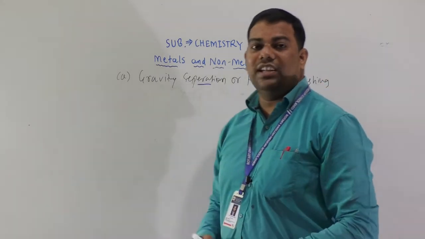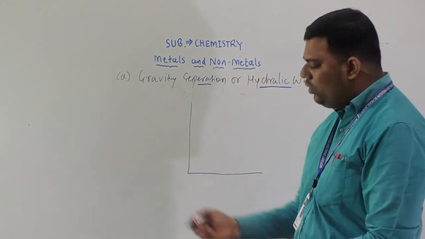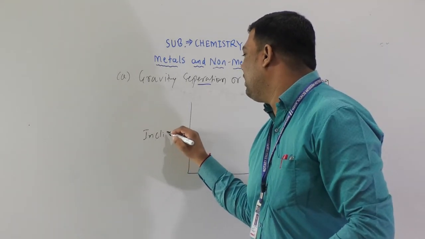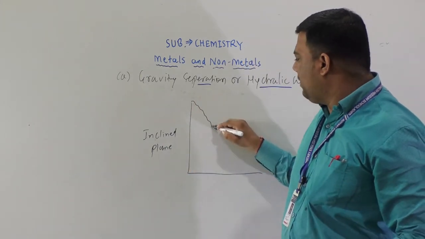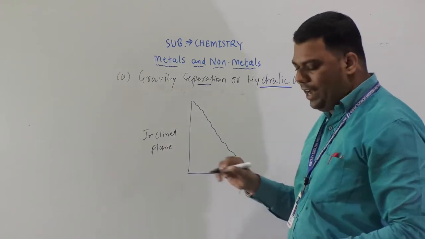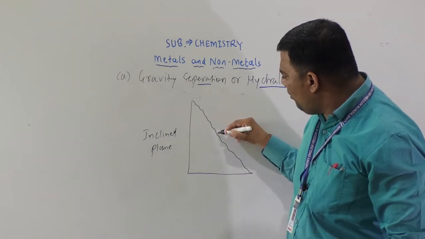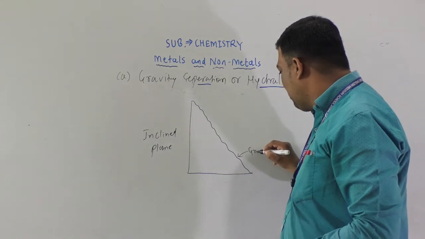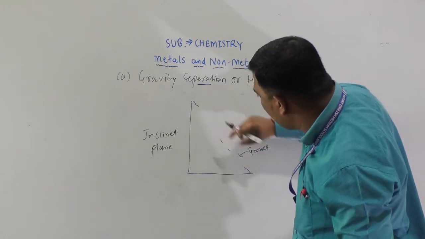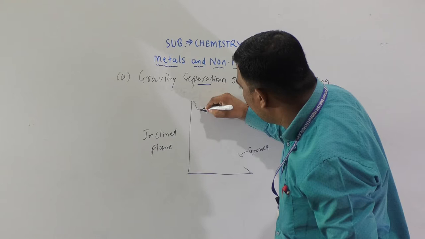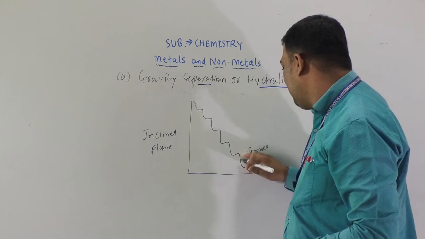For that, we have to take one inclined plane, like this. We took one inclined plane, and here we have these grooves. What will happen in these grooves? See, suppose we draw the inclined plane like this; these are the grooves here.